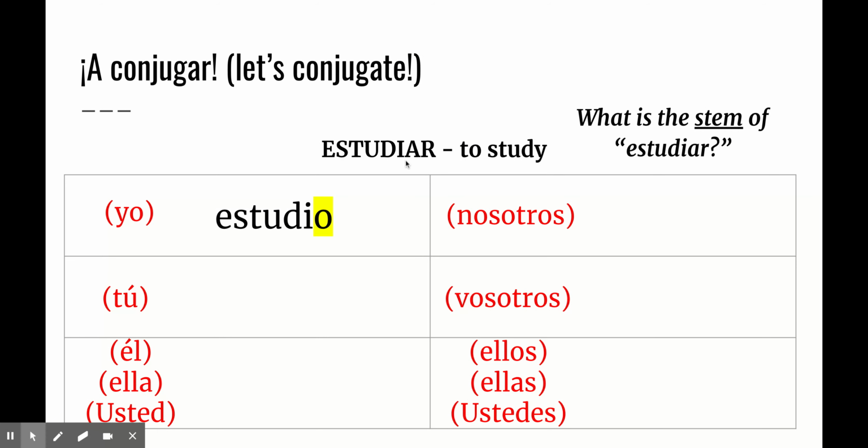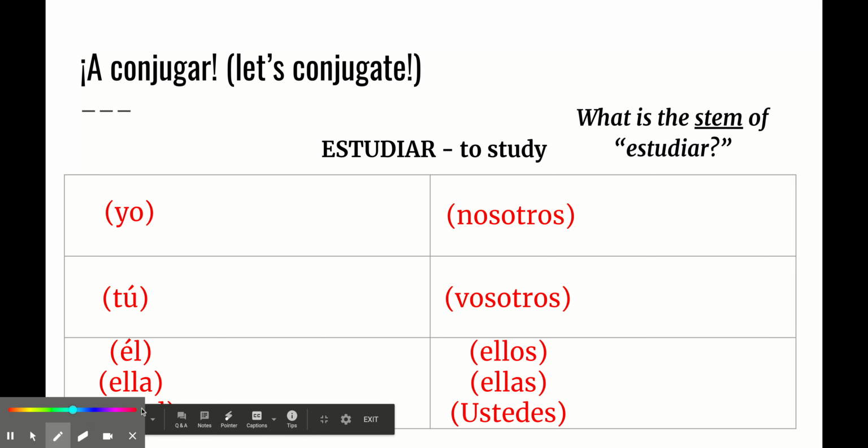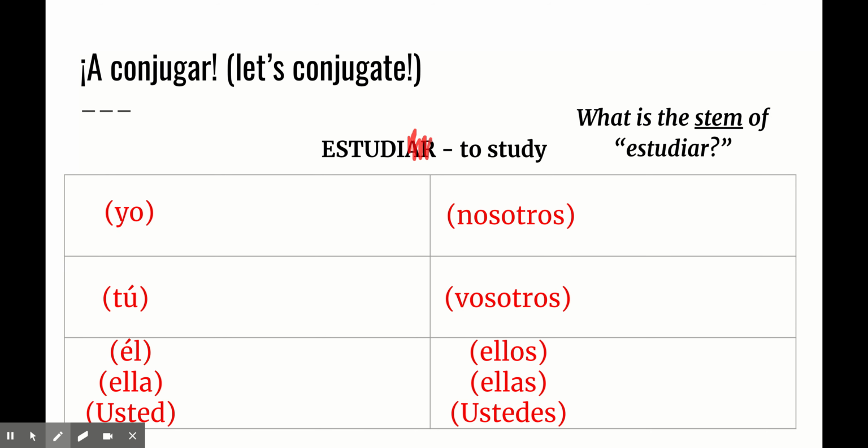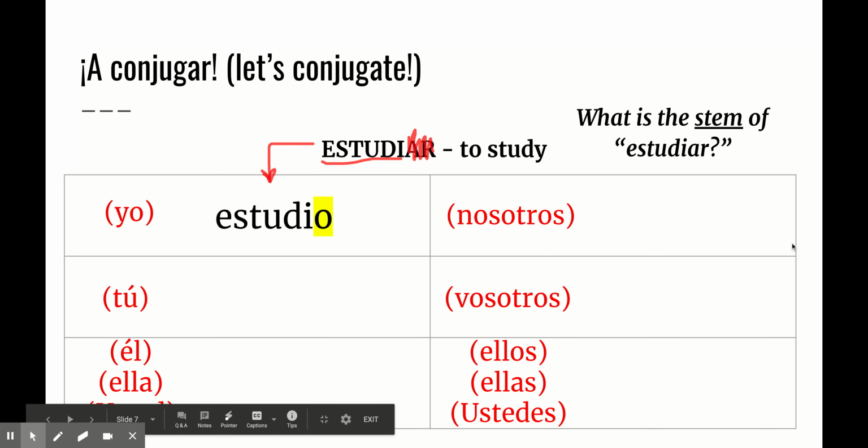Sorry, I jumped the gun here. Let me just go back. Estudi. Okay, estudi is left. We're taking away the AR. Let me use my pen here. Goodbye, AR. We just want estudi as the stem. So estudi is going to go in every single one of these boxes. Okay, we're going to start it off with estudi. Every single one. The first one is going to look like this.